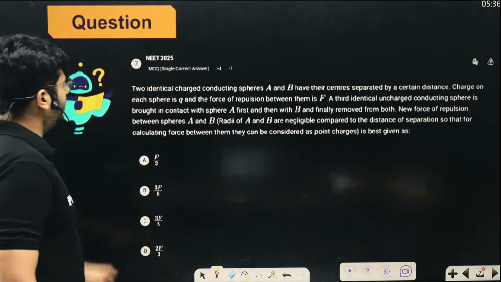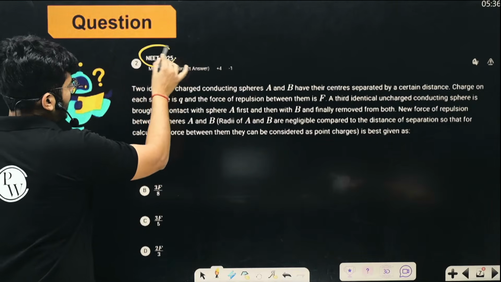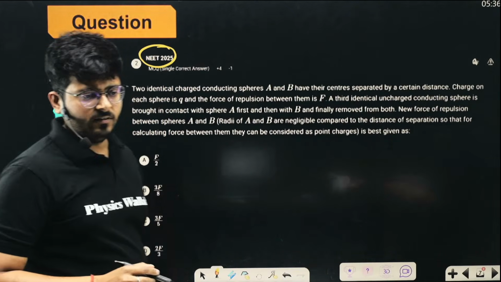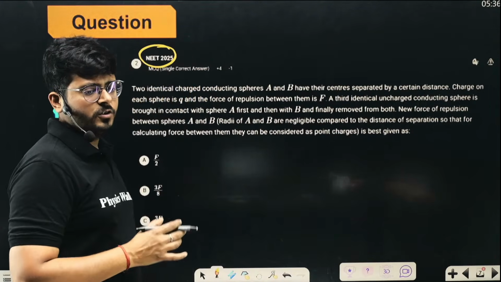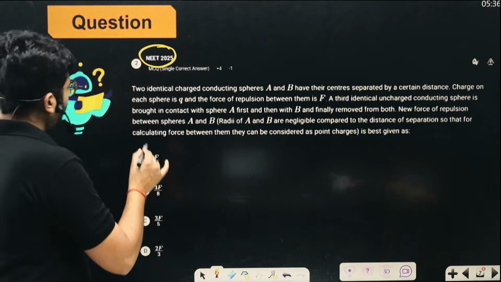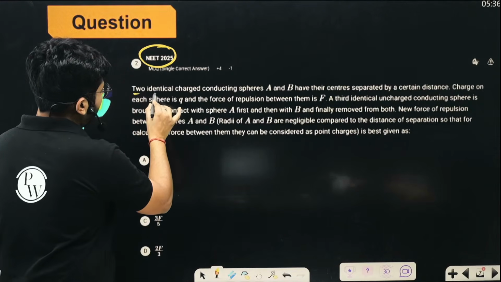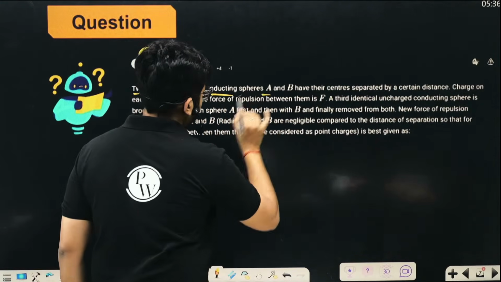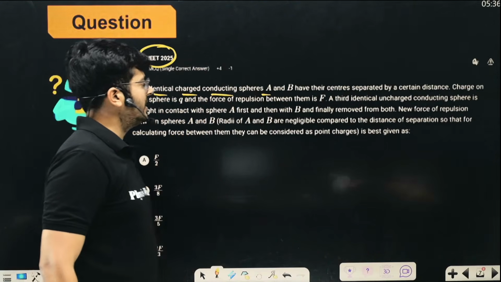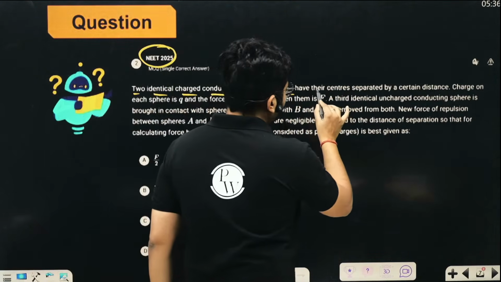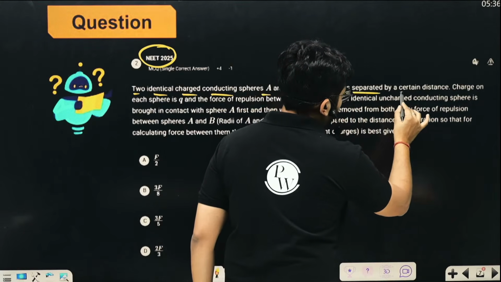Let's move on and talk about the next numerical. This was also asked in the year 2025. Have a look at this question and try to solve it as well. The question says that we have two identical charged conducting spheres, A and B, and they have their centers separated by a certain distance.